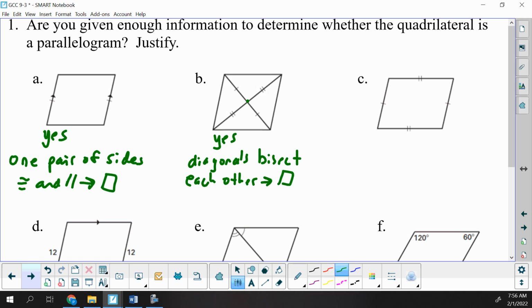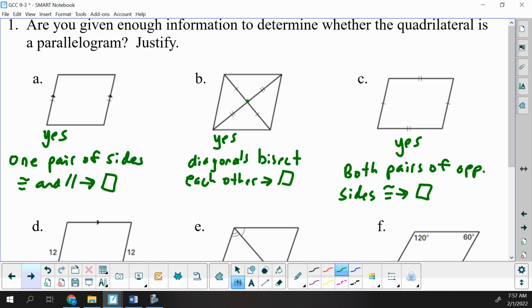Well, in C, we've got congruent markings, and we're dealing with sides. So we want to think the very top one there. Notice we've got two sets of opposite sides that are congruent. So we can say, yes, this one is a parallelogram, and it is because we have both pairs of opposite sides congruent implies parallelogram.